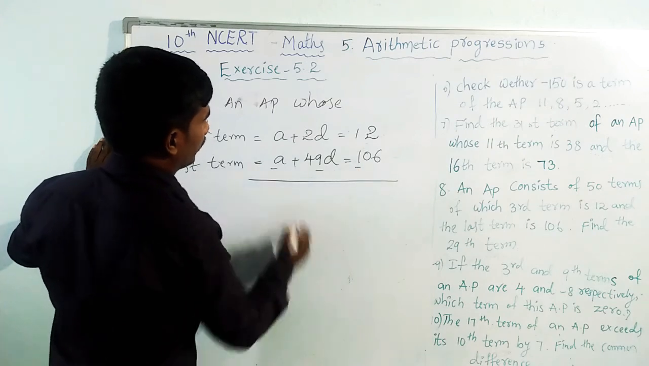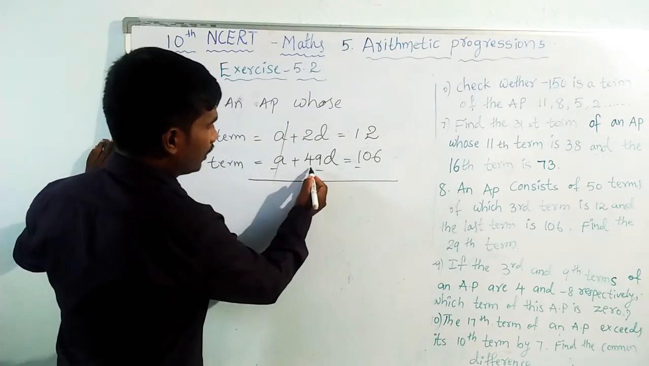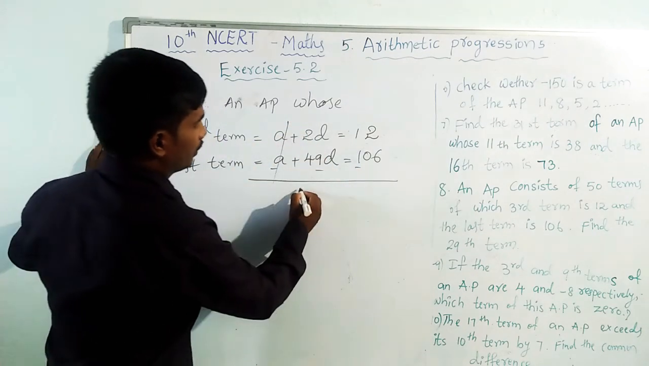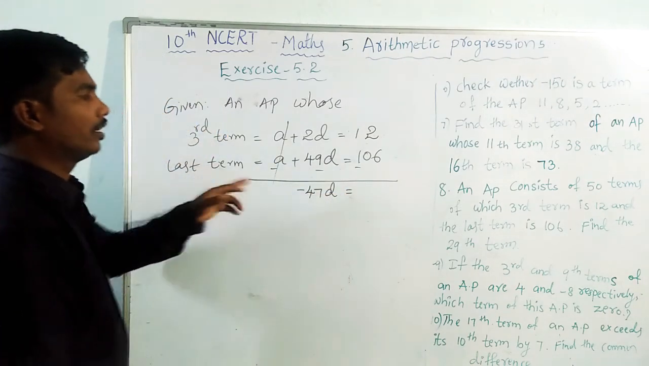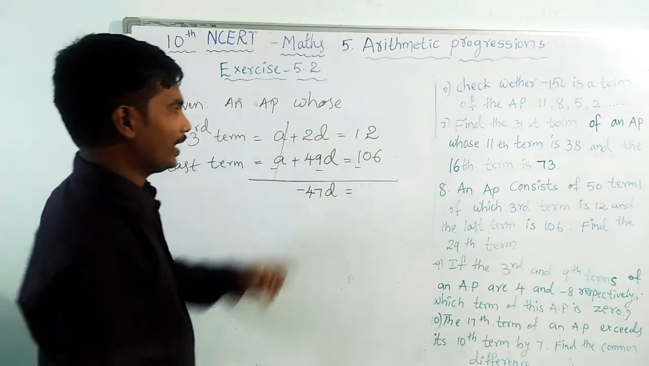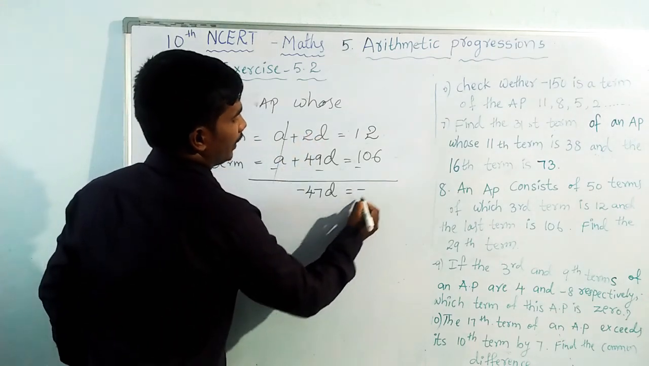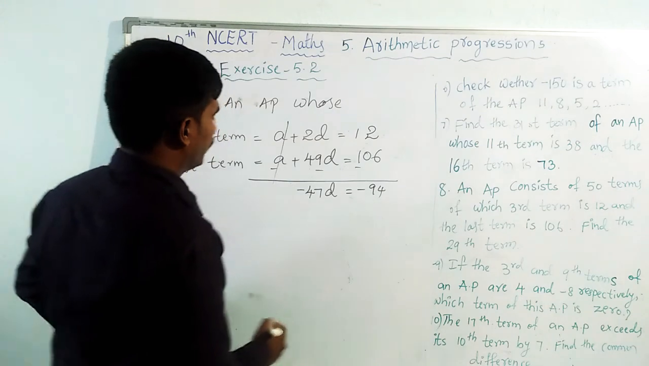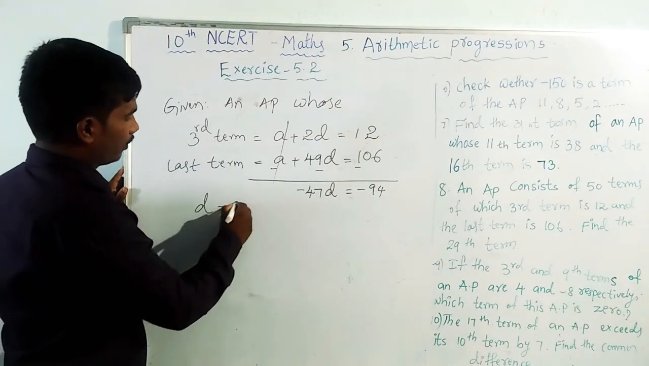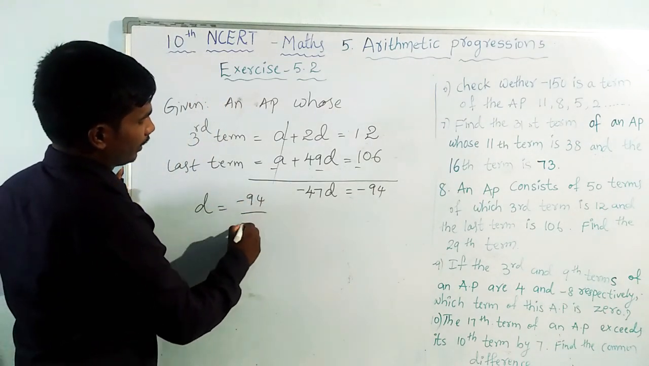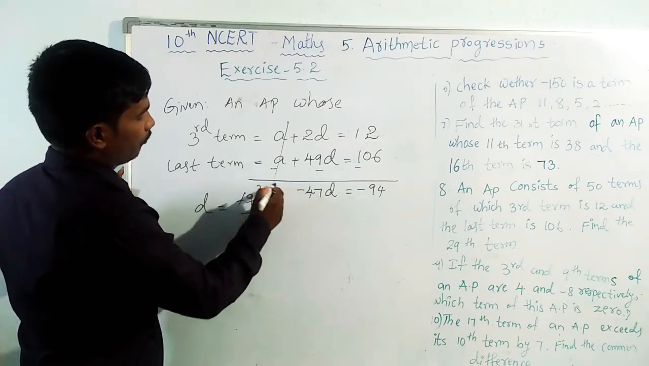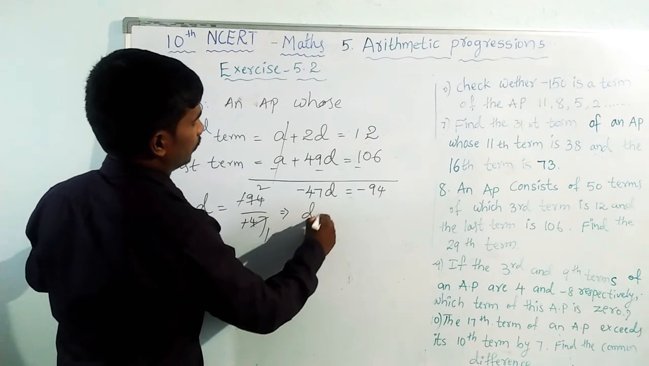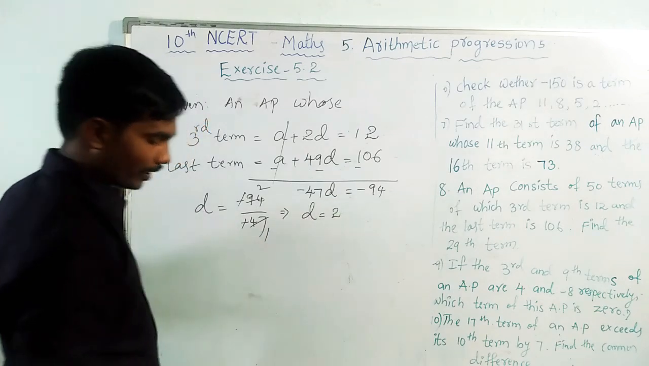Yes, I am subtracting. Minus a plus a cancel. Minus 49d plus 2d, minus 47d is equal to minus 106 plus 12, minus 94. D is equal to minus 94 by minus 47. Minus minus cancel, 47 ones are 47, 47 twos are 94. So the D value is 2. Okay.